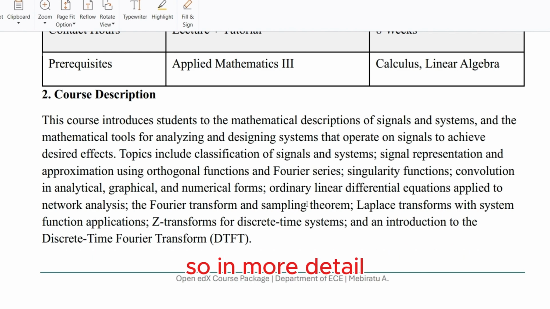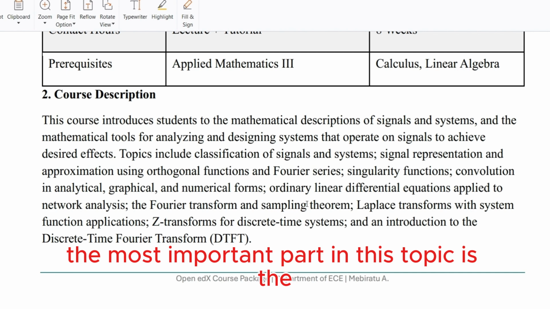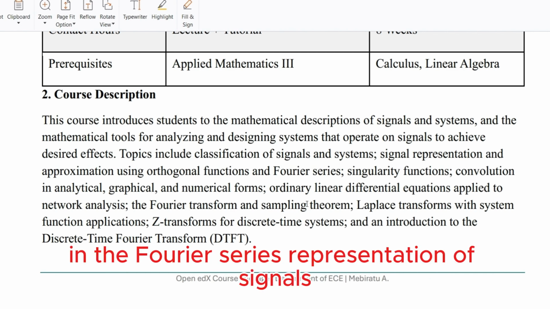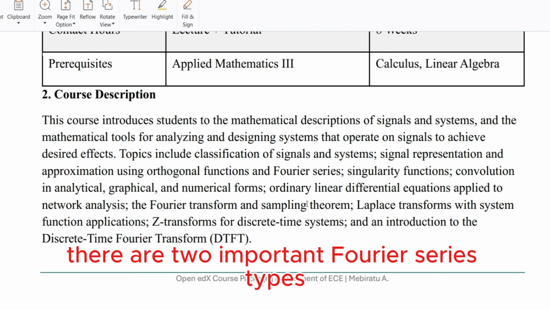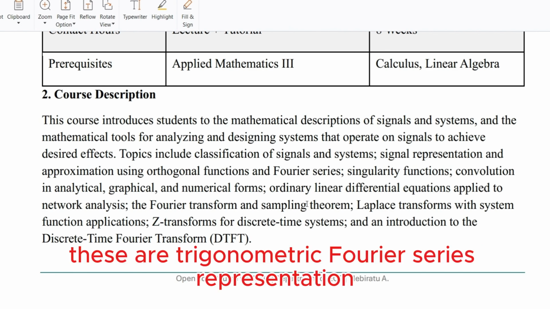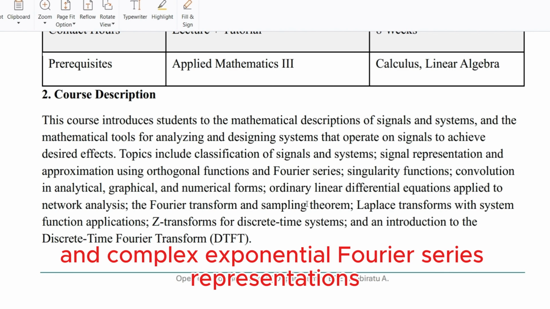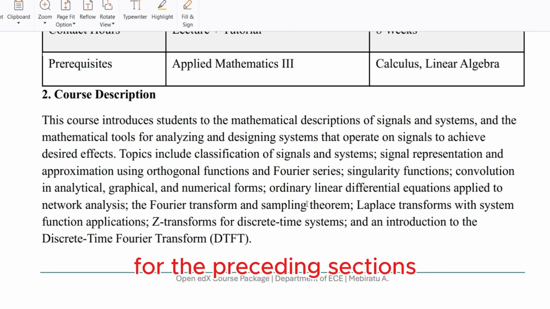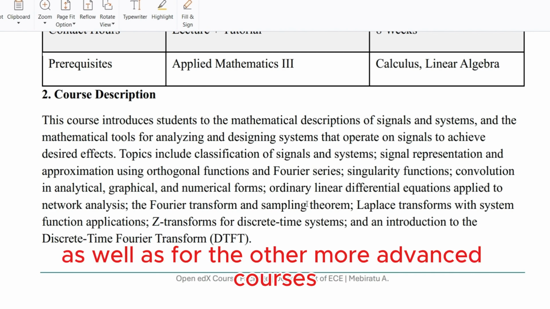In more detail, the most important part in this topic is the Fourier series representation of signals. In the Fourier series representation, there are two important Fourier series types that are used to represent any type of signal. These are the trigonometric Fourier series representation and the complex exponential Fourier series representation. These two are very important for the following sections as well as for other more advanced courses.